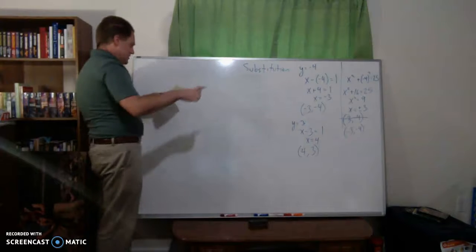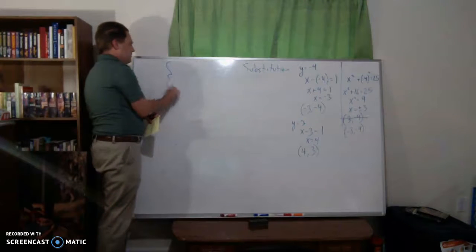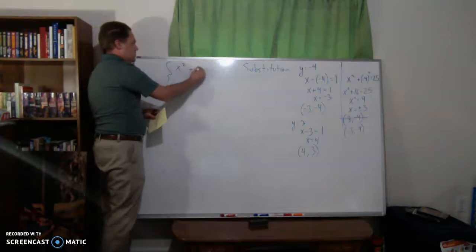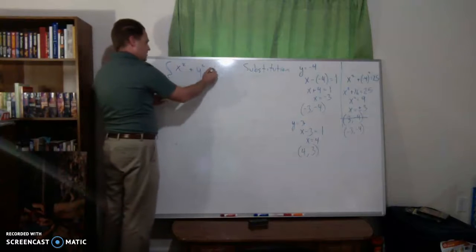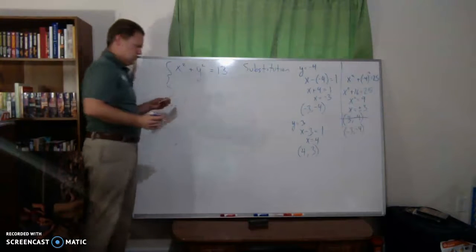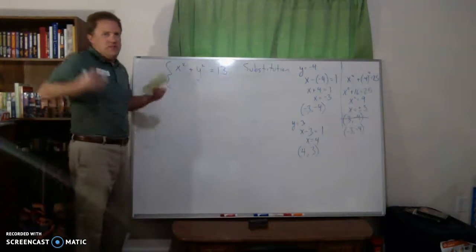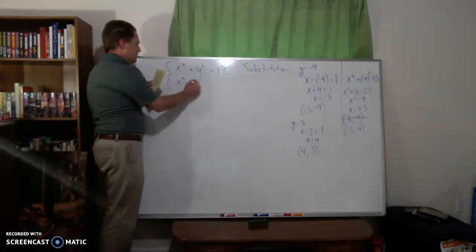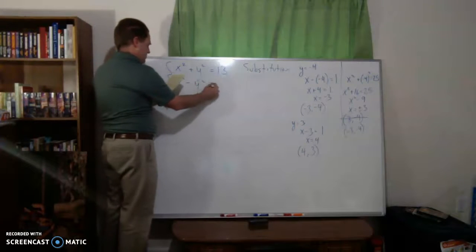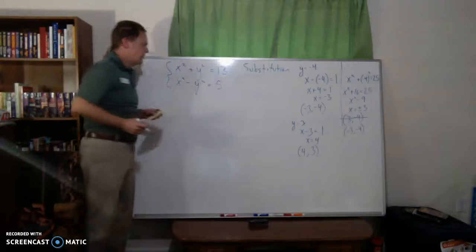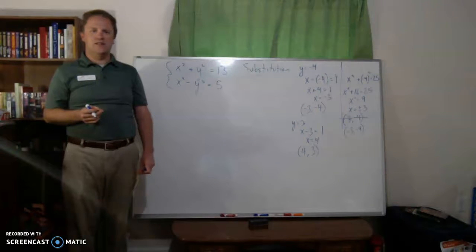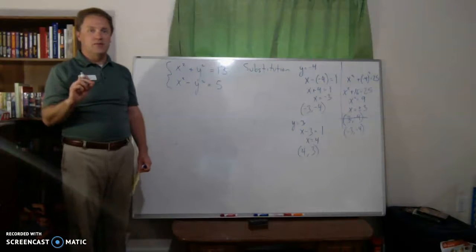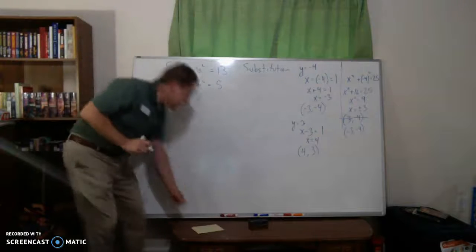We're going to go with the system x squared plus y squared is equal to 13. Ooh, a circle with radius square root 13? Yeah, no problem. x squared minus y squared is equal to 5. What shape's that going to give us? That's a hyperbola.